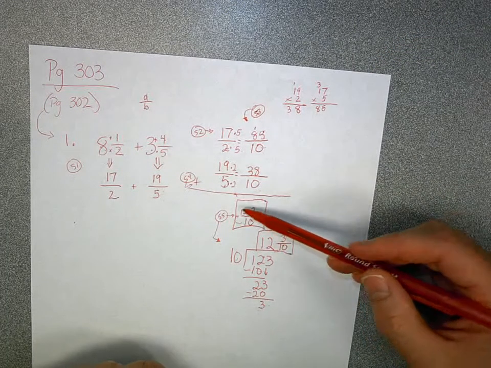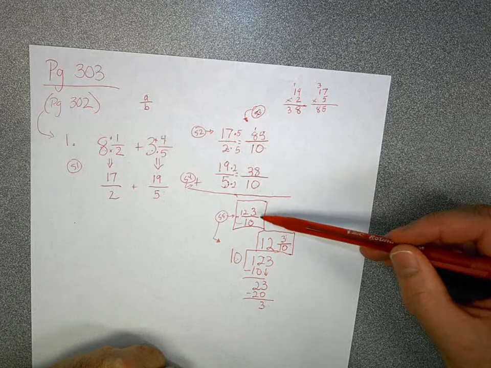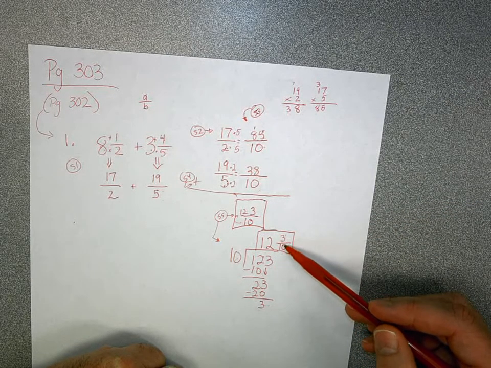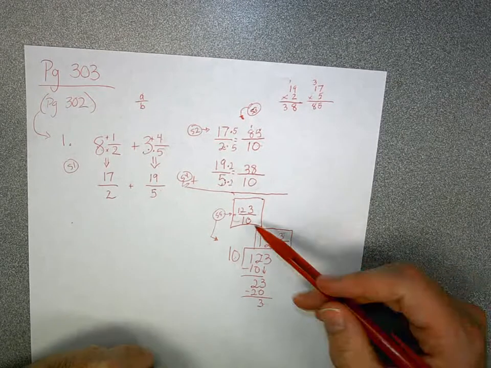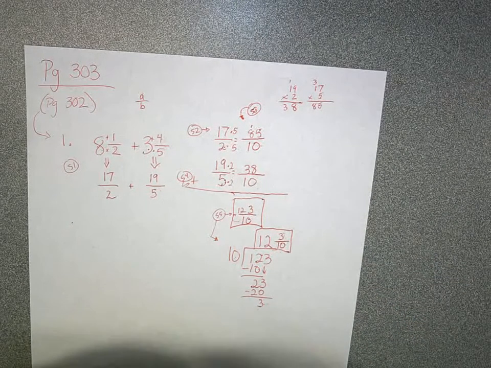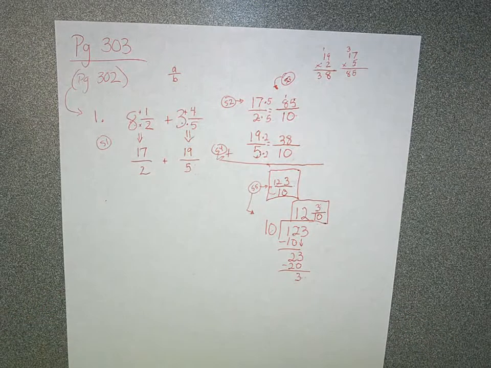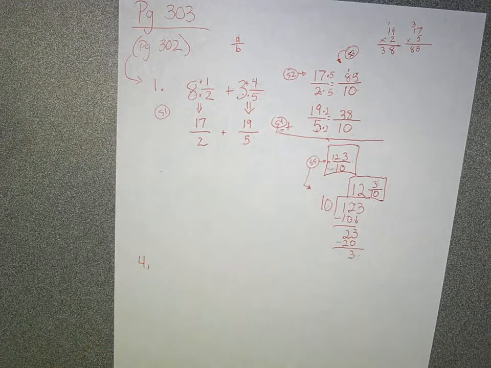And changing to a mixed number is not reducing, but if I change it to a mixed number, again, it allowed reducing to be easier. And that way I found that I can't reduce, and so I have my answer. Either one of those would be okay. So here's the one I want you to try. Try page on your homework, page 303. Try problem number 4. Problem number 4.